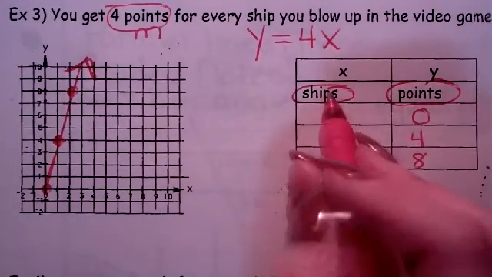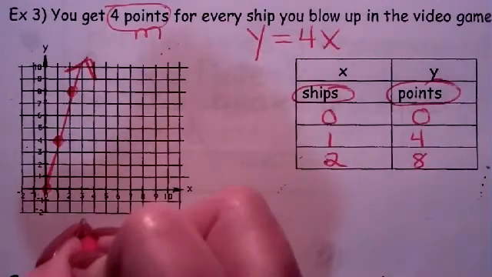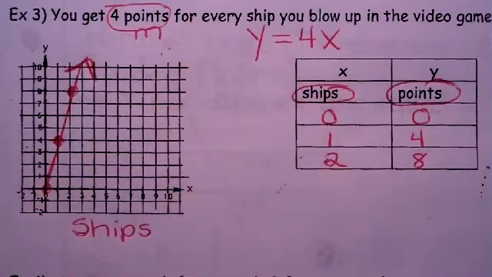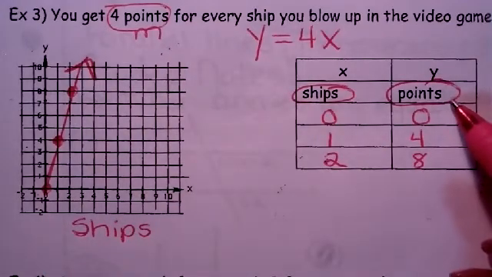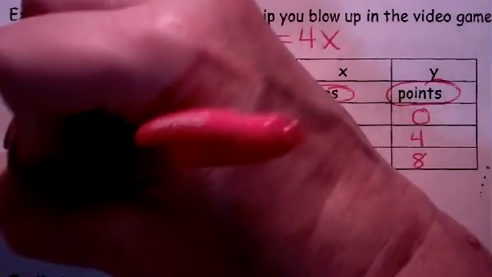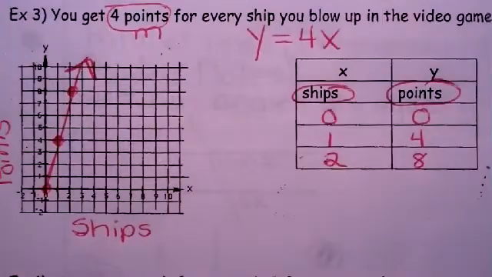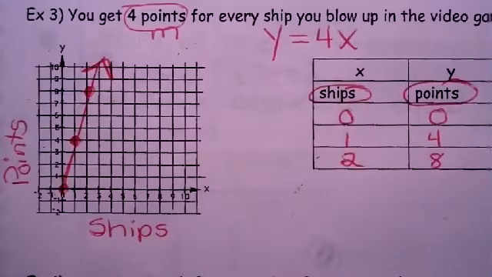X is the number of ships. The x-axis is going to be the number of ships. The y-axis is going to be my points. So right here, I'm going to write points. Okay? We really do need to label our axis.